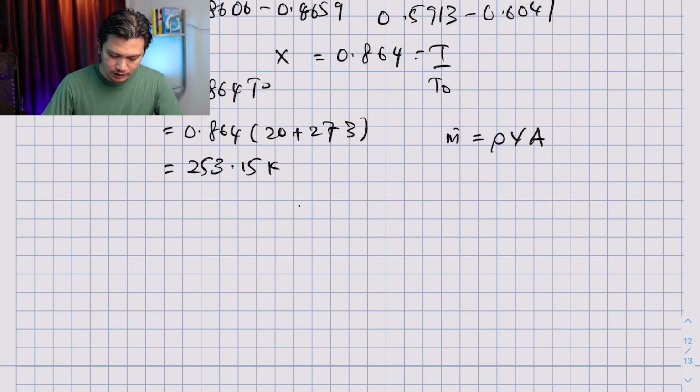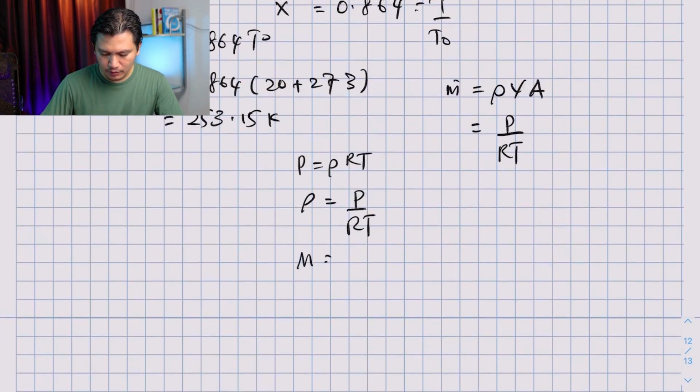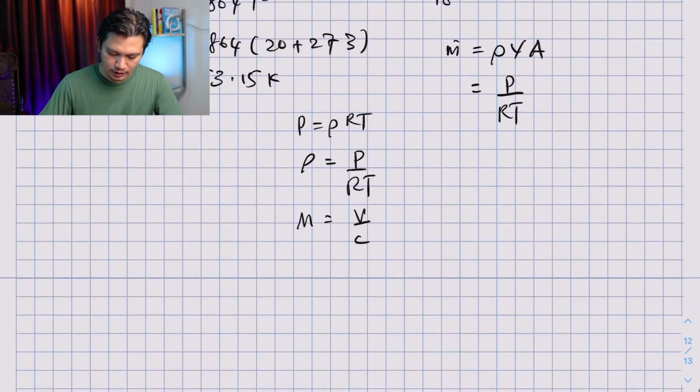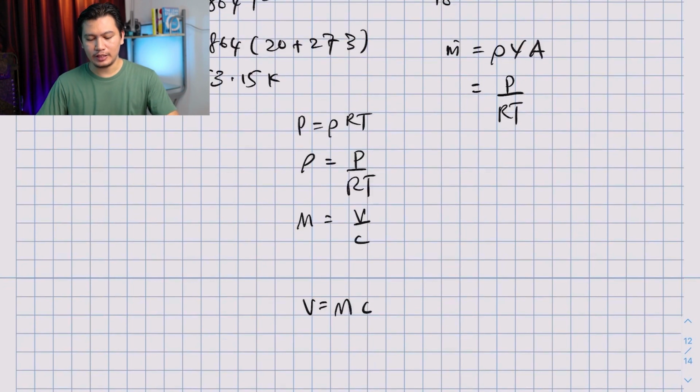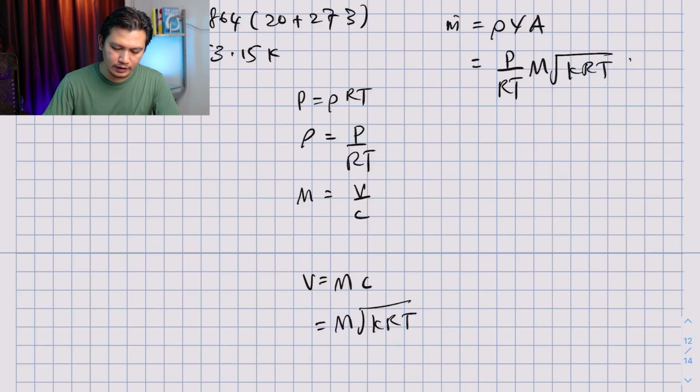Now, what is rho? According to the ideal gas equation, P equals rho times R times T. So rho is equal to P over RT. Immediately we're going to replace that. This is P over RT. What is velocity? Mach number equals velocity divided by speed of sound. So velocity is Mach number times speed of sound. But speed of sound is the square root of kRT. I'm going to replace it here. This is M times the square root of kRT. And area is 0.001 meter squared.